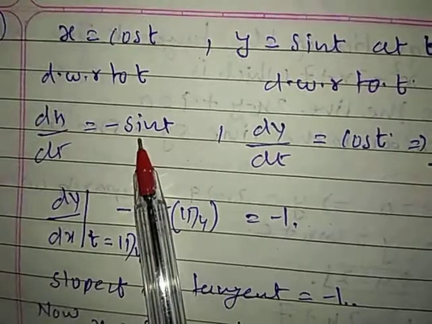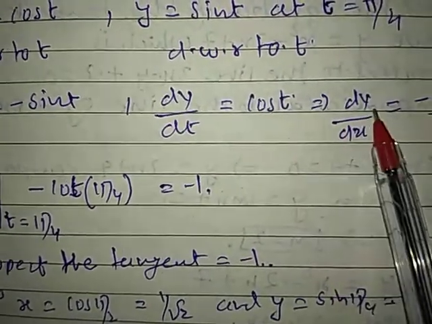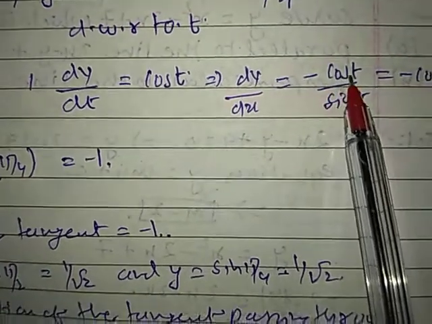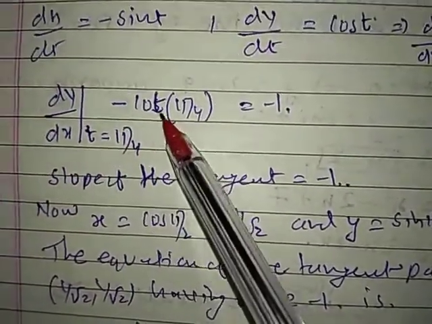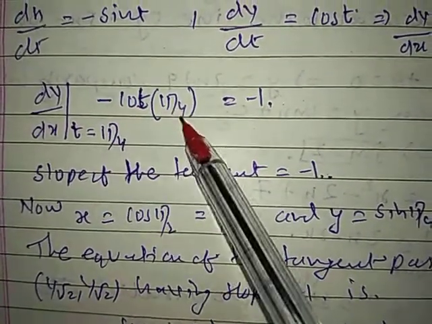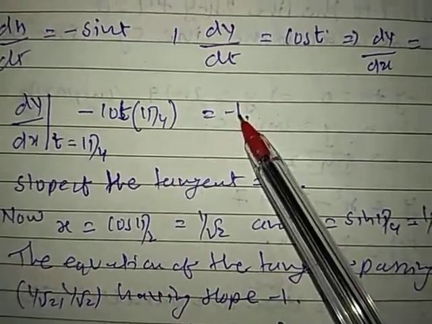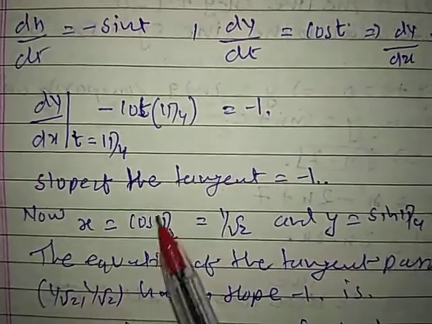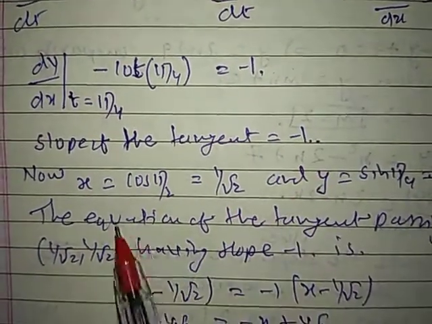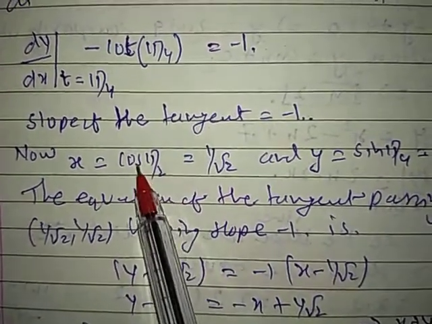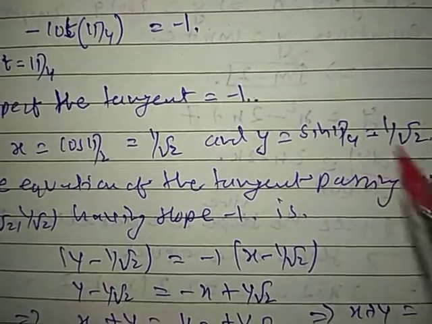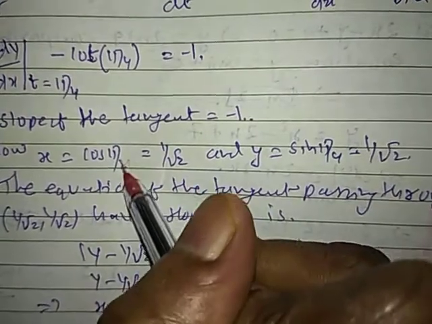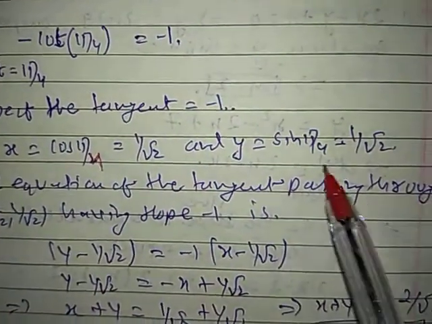So dx by dt is equal to minus sin t, dy by dt is equal to cos t. So dy by dx is equal to cos t upon minus sin t, it is minus cot t. So the slope, dy by dx at t is equal to pi by 4, is equal to minus cot pi by 4. Cot pi by 4 is 1, so minus 1. So the slope of tangent is minus 1. Now x is equal to cos pi by 4, it is not pi by 2, we are checking at pi by 4. It is 1 by root 2. Sin pi by 4 is also 1 by root 2.